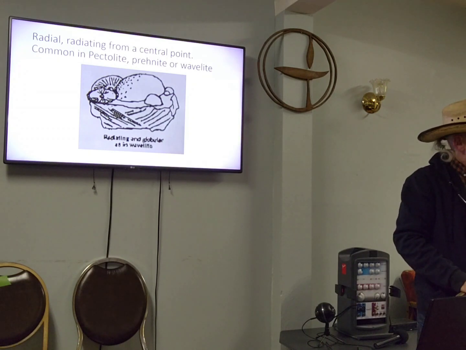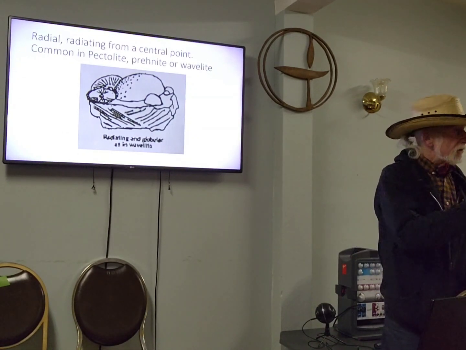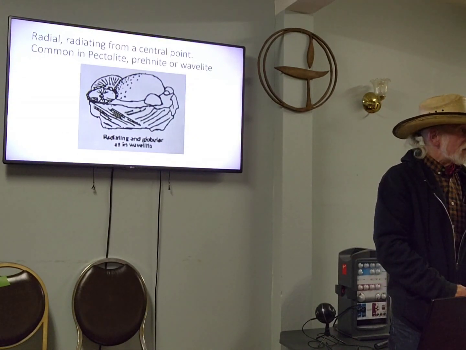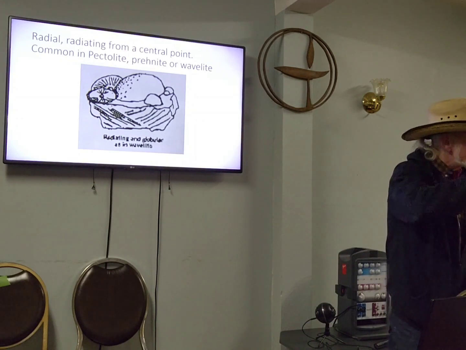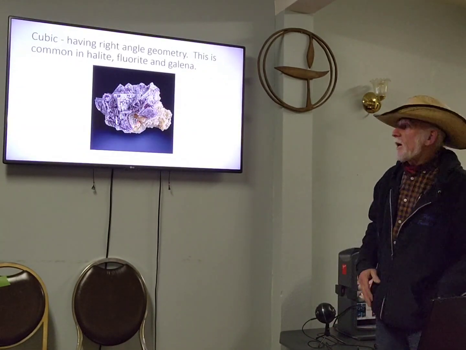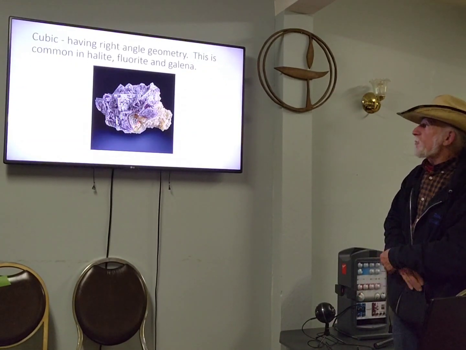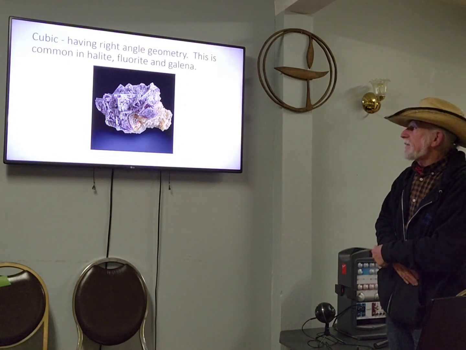What about okenite? From India. Okenite is also acicular, yes. Although, again, okenite can occur as something else. If it's very young and there's not much to it, it could be just a druse or a thin little layer of it. Okay, then there's also the cubic habit, having right angle geometry, common in halite, fluorite, and galena.